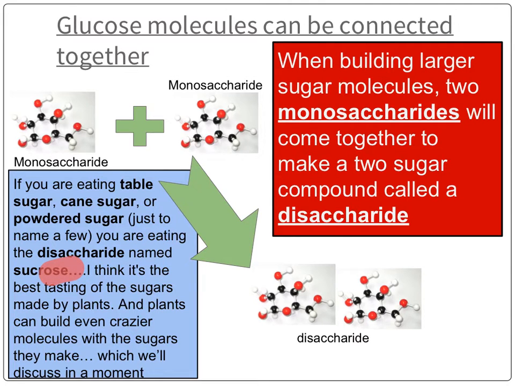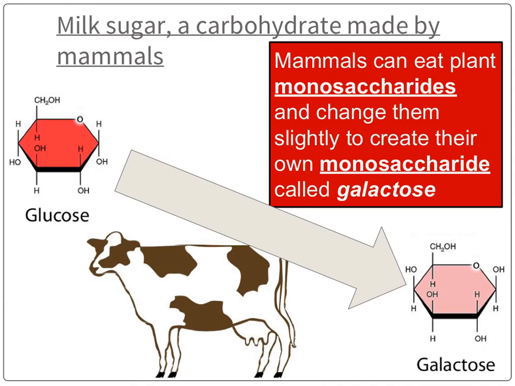I think it's the best tasting of all the sugars personally, and plants can build even crazier molecules with these glucose monosaccharides than just a disaccharide, and we'll discuss those in just a moment. But first, I would like to explain that animals can take sugars from plants. Okay, the sugars originate in plants after the plants do photosynthesis. Animals can't make those sugars by themselves.